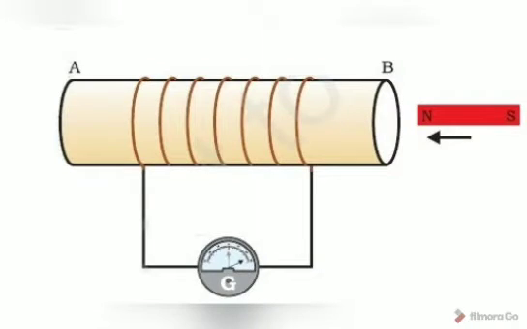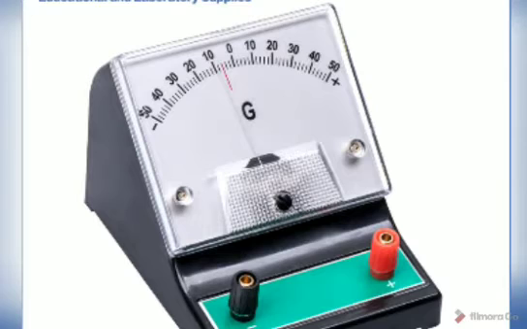Take a coil of wire AB having a large number of turns. Connect the ends of the coil to a galvanometer as shown. A galvanometer is an instrument that can detect the presence of a current in a circuit. The pointer remains at 0 for zero current flowing through it, and it can deflect either to left or right of the 0 mark depending upon the direction of current.